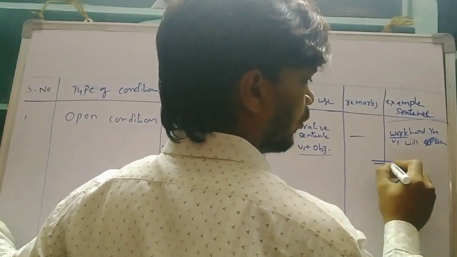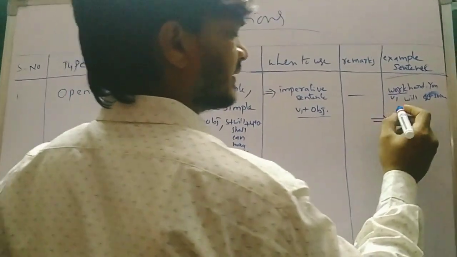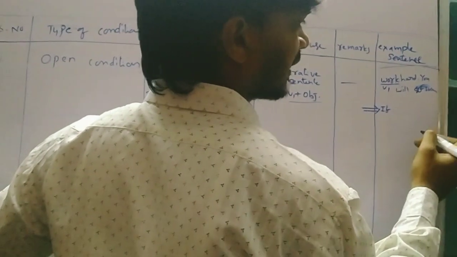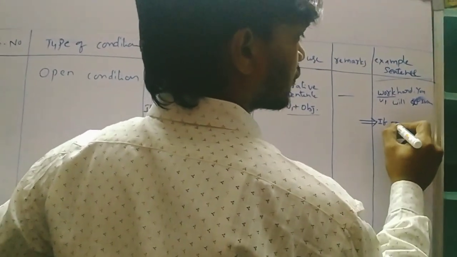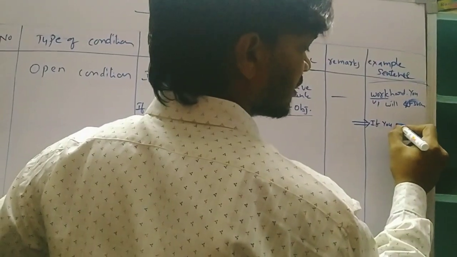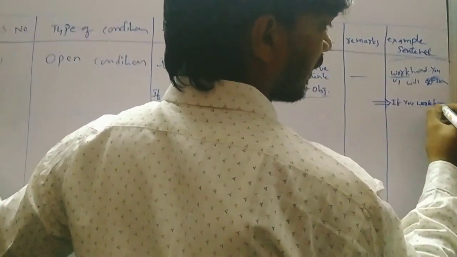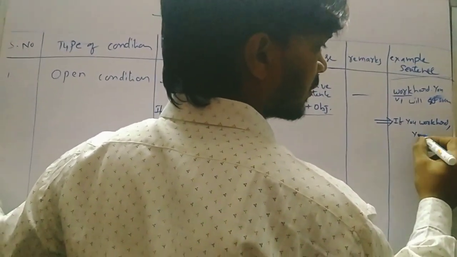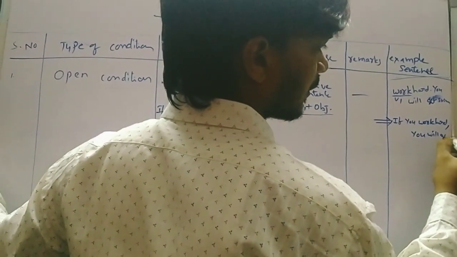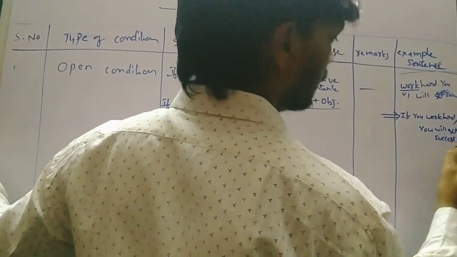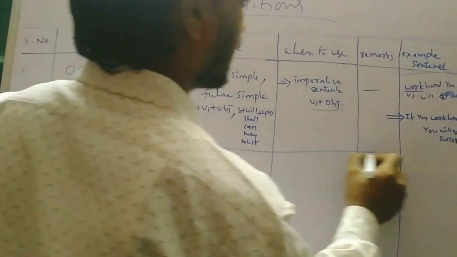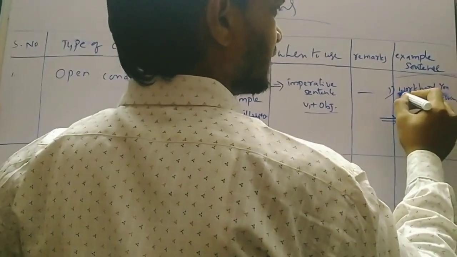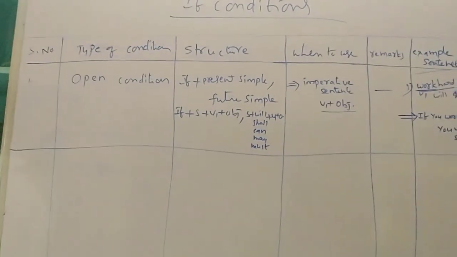So I have to apply the open condition. The open condition structure is if plus subject. So you will get success. Who will get success? You will get success if you work hard. So if you, present simple V1, if you work hard, comma, then the second sentence, subject, before which we place a comma: you will get success. So in this way we can solve open condition questions. If the question is an imperative sentence, use the open condition.